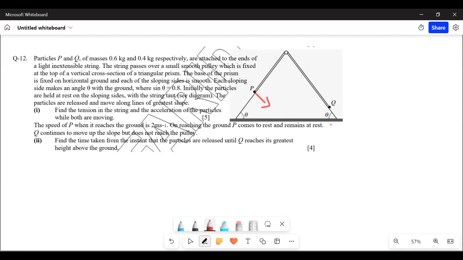So for P, it's going to be 6 cos theta. And in this direction, it's going to be 6 sine theta down the slope. Six sine theta parallel to the slope, and similarly this is going to be 4 sine theta and 4 cos theta.